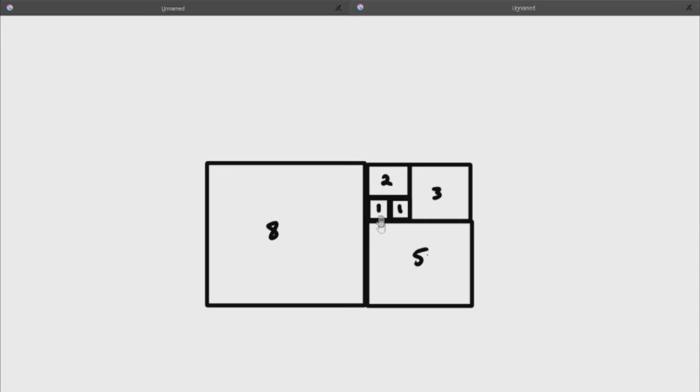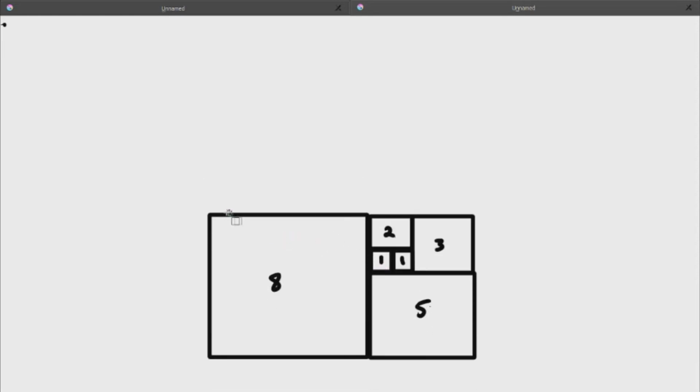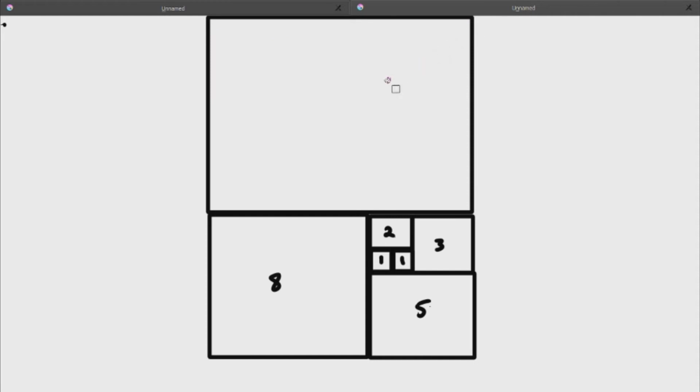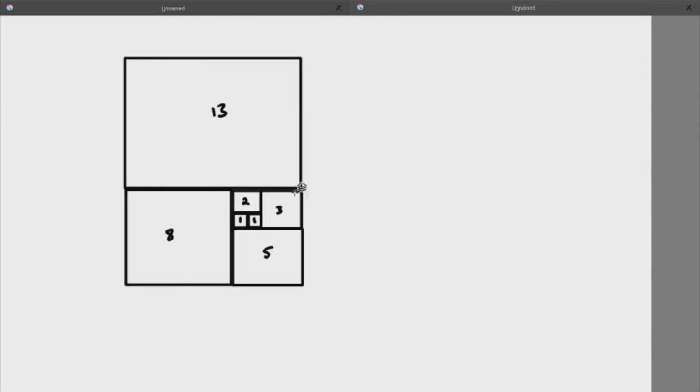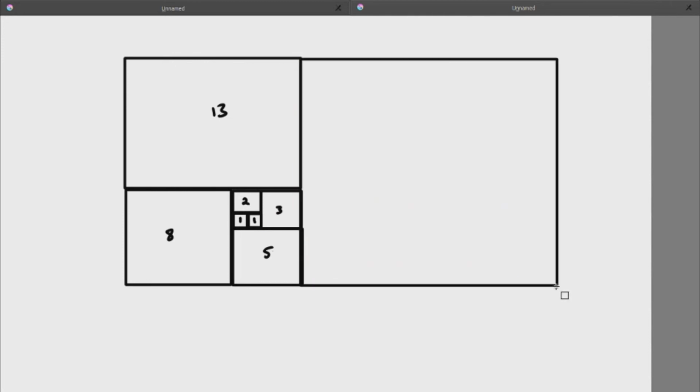Okay. Then I'm going to make a square at the top, and that's going to be how big? A little too big for my screen. That's a little flat, but it's going to be 13. I need to zoom out. Then I'm going to go and make a square again, and that's going to be whatever the next one is, going to be 21.